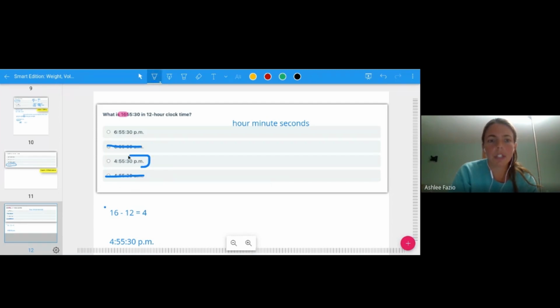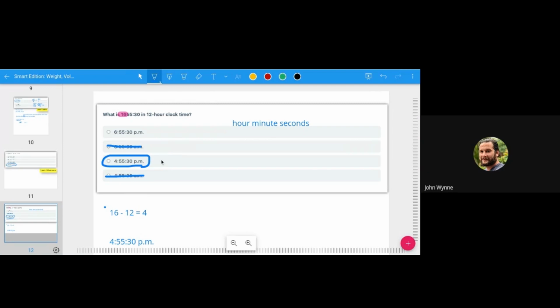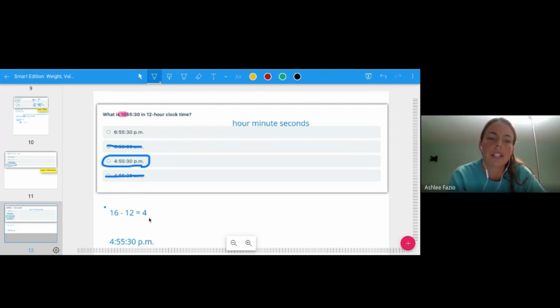And again, this would be a great one where even if you just had that first piece of information, you could get rid of the AMs, you know that's not correct. Then you can look at your two answers and just ask yourself which one is more reasonable, which one makes the most sense. And 16 minus 12 gives me the 4. That's how we get to answer number 3.